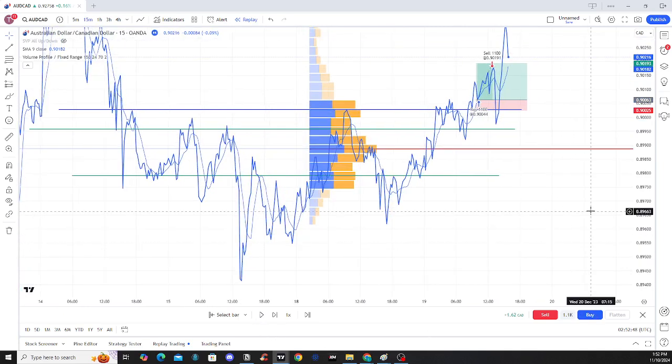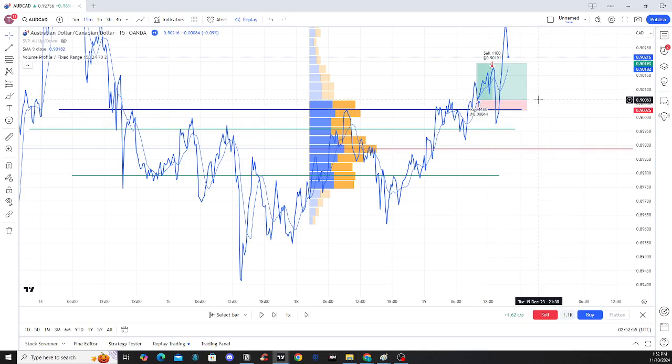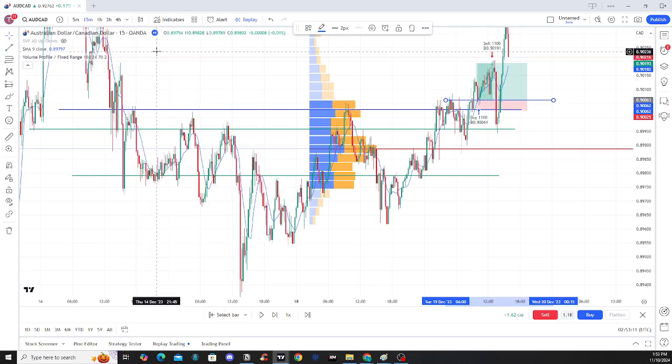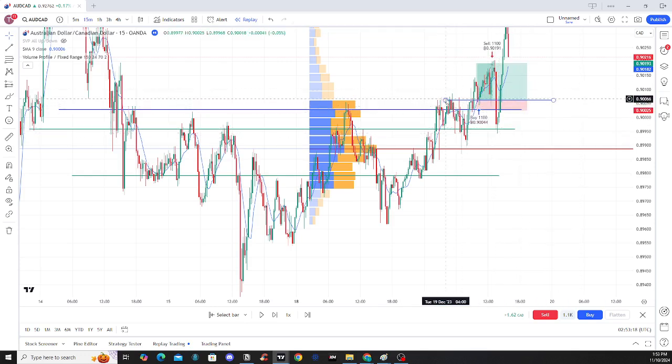Now, I'd really like to see if there was a value area there that could have been the entry point. But the other thing I'm wondering as well is whether, when looking at that price action, it was possible to come in on the retest.